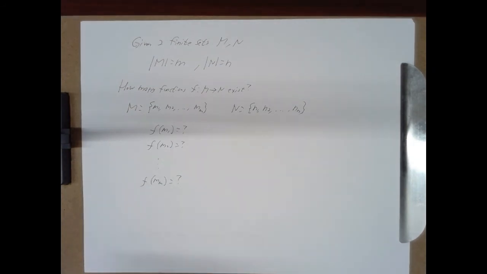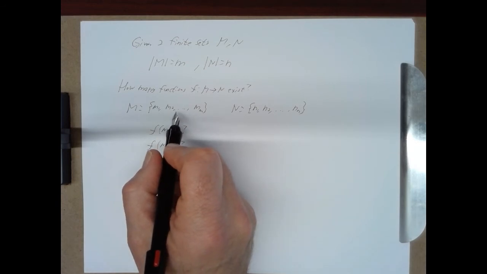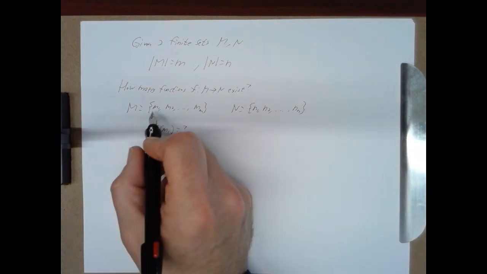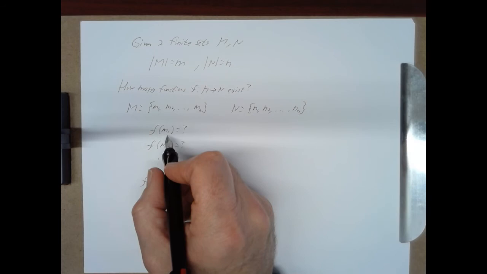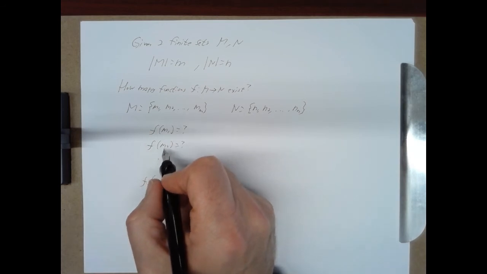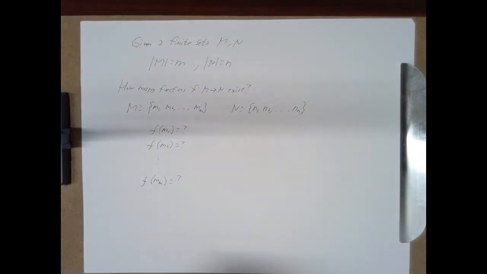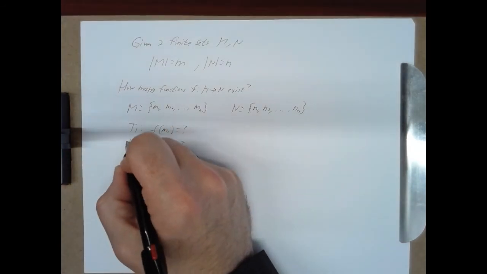If we define what f takes m1 to, what it takes m2 to, what it takes m3 to, and so on, that will fully define the function. All we have to do is say what its value is at each of these points. So if we simply say what f of m1 is, and f of m2, and f of m3, for all the m's, that will completely define our function. So these are subtasks.